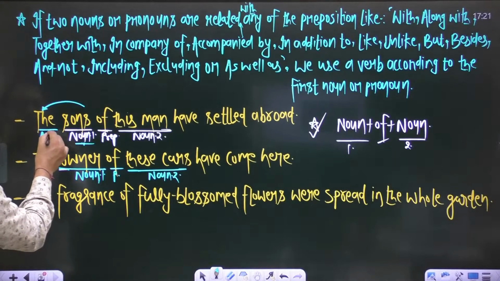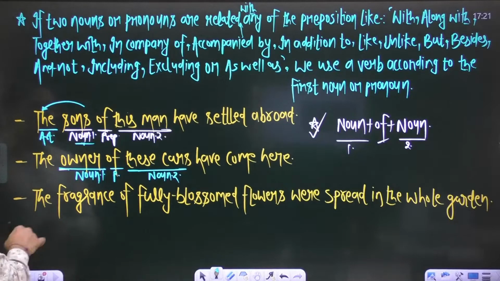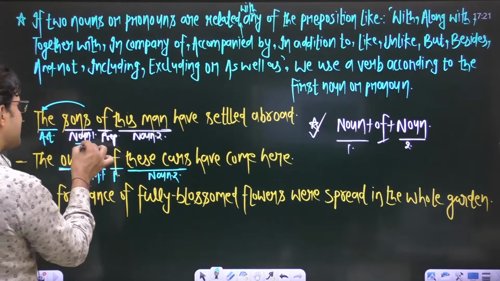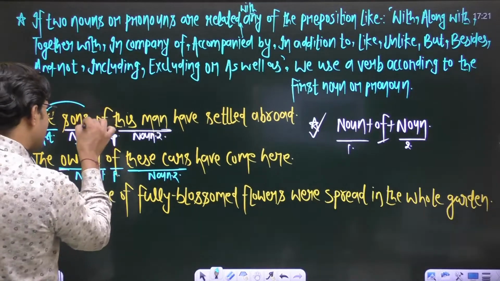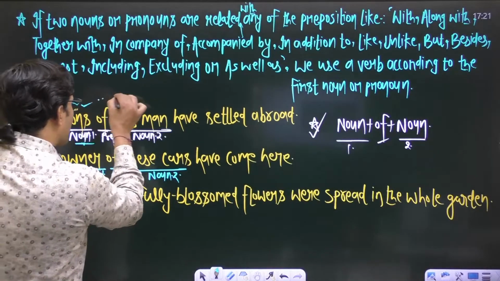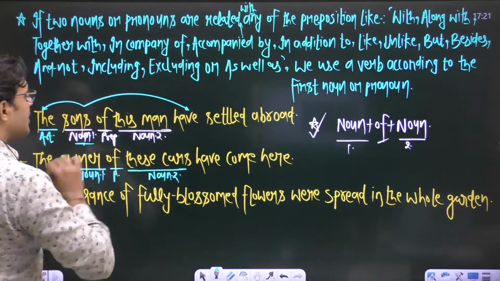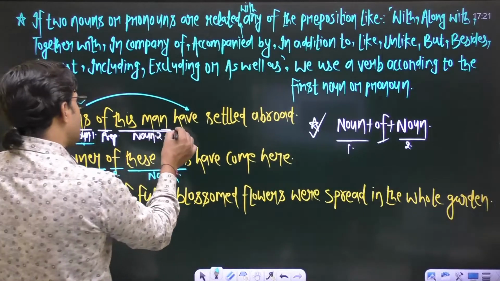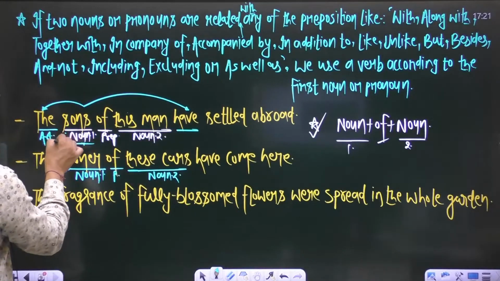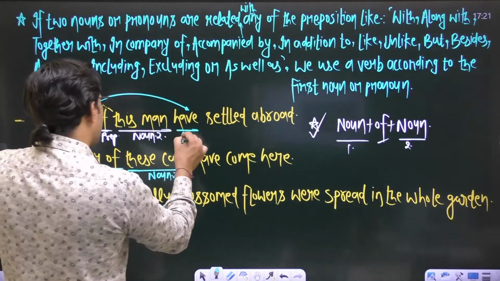We always use the article the before the first noun, and because our entire focus is on the first noun, the verb is used according to the first noun. This one, sons, is the plural noun, so a plural verb is used.